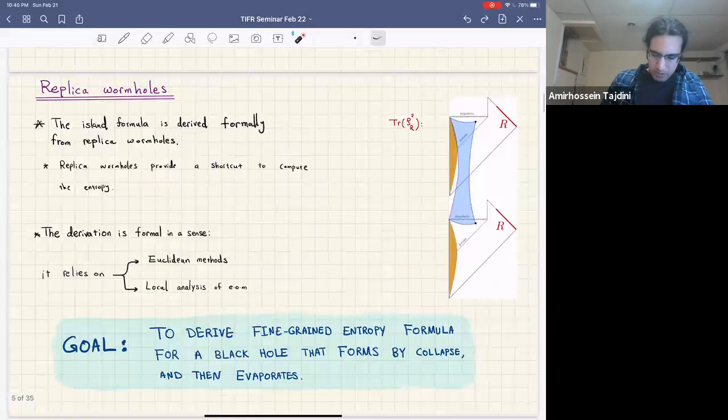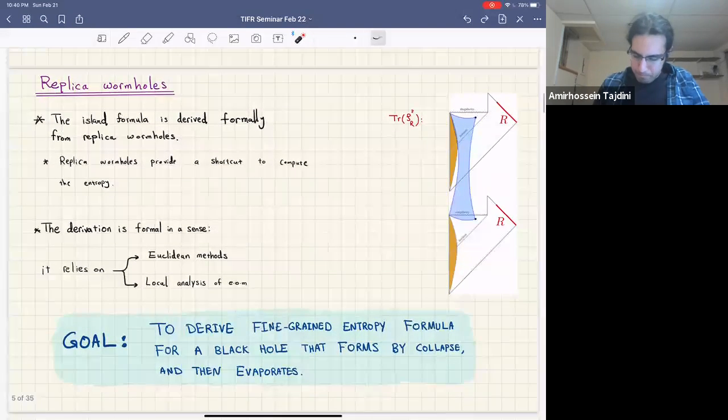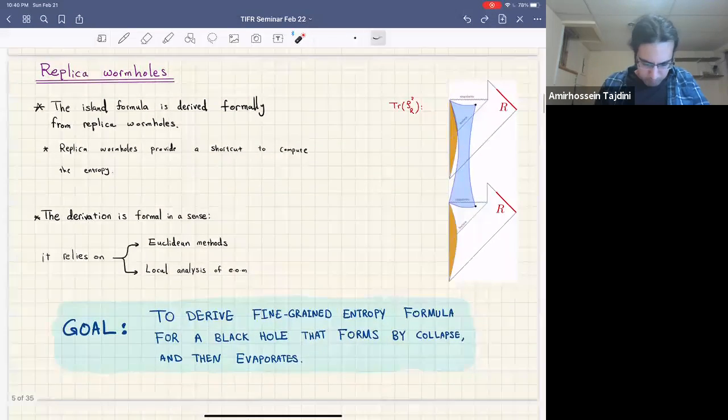So the goal of my talk is basically to find this formula using the Euclidean path integral for a black hole which forms from a collapse and then evaporates. So for these time-dependent black holes, we want to find the replica geometry and replica wormholes. Okay, so that's the goal.